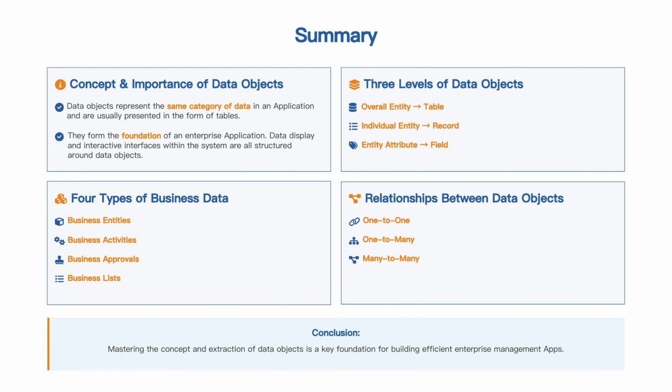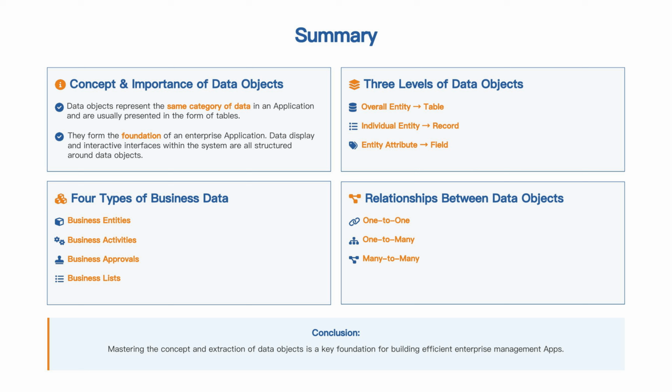Okay, let's summarize the content of this chapter. First, we have gained a comprehensive understanding of what data objects are and their fundamental role in applications. We have also mastered the three levels of data objects: the overall entity, corresponding to a table; the individual entity, corresponding to each row of records in the table; the entity attributes, corresponding to fields, that is, each column in the table. To better extract data objects, we have also broken them down into 4 categories of business data.